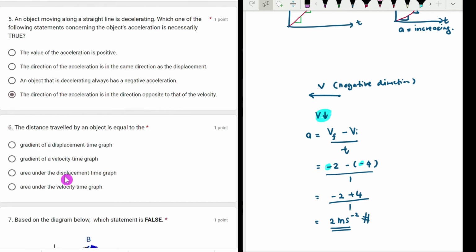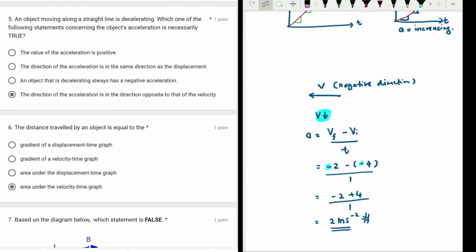But the distance traveled by the object, kita boleh kira bila kita guna, ini pun salah lah, area under displacement time graph. The last answer is the correct one. Where when we want to calculate the distance traveled by an object, we can calculate the area under the velocity time graph. So this is the answer.